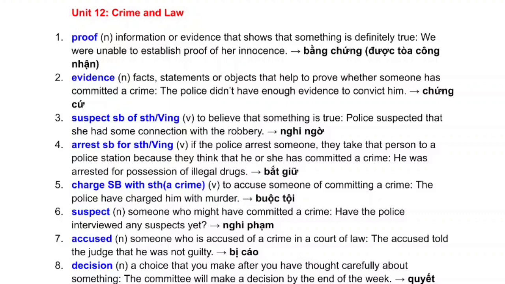4. Arrest somebody for something or verbing. It means if the police arrest someone, they take that person to a police station because they think he or she has committed a crime. Example, he was arrested for possession of illegal drugs.